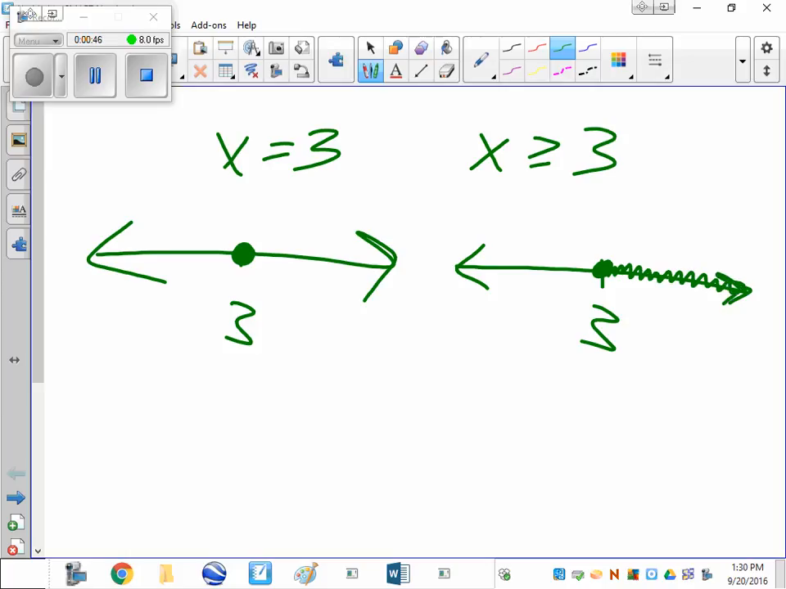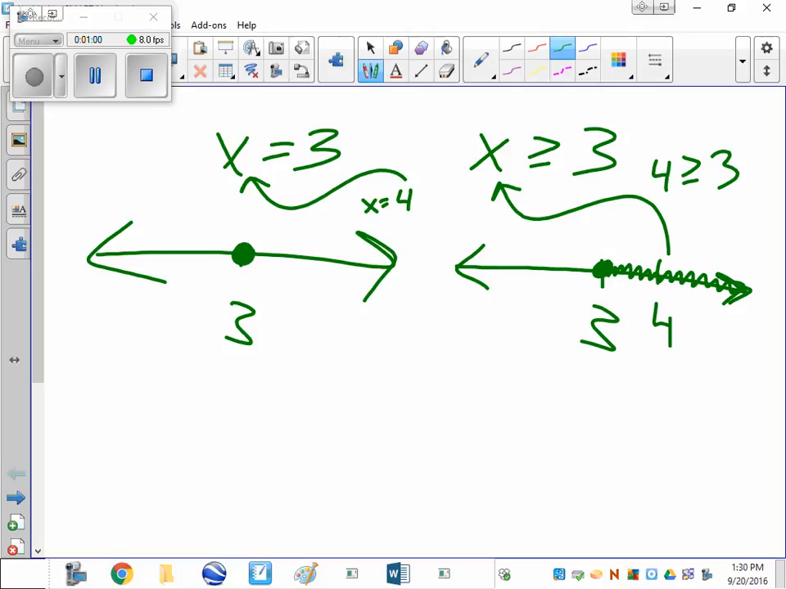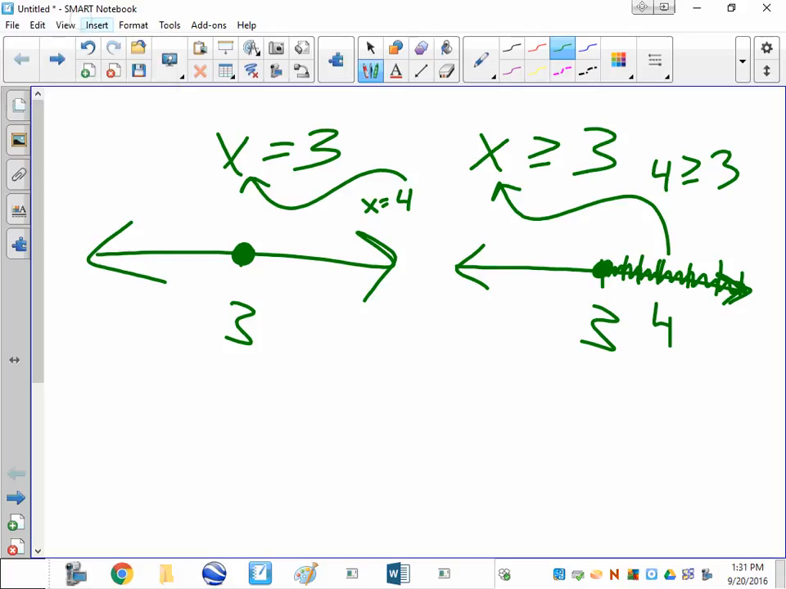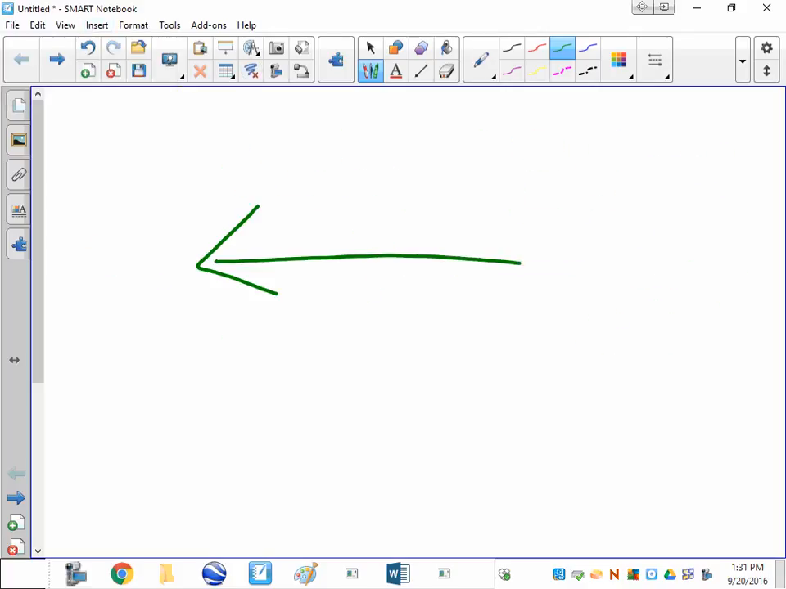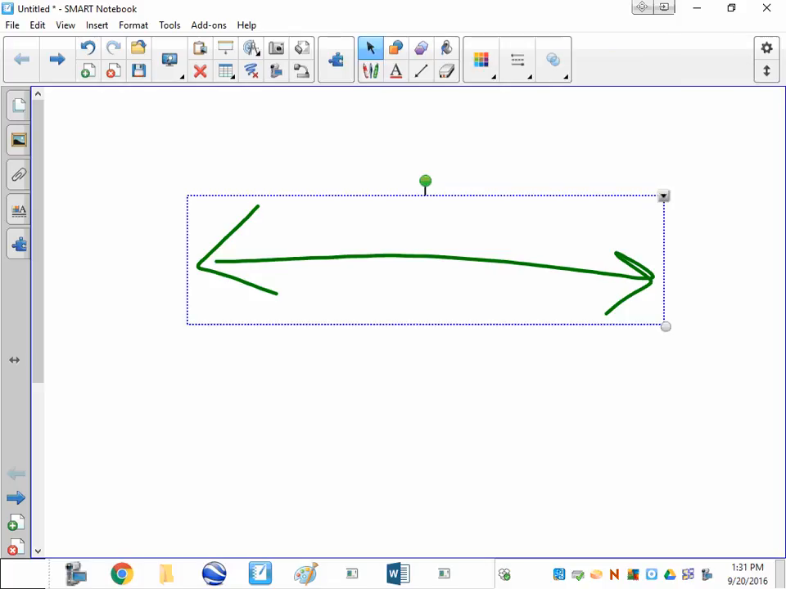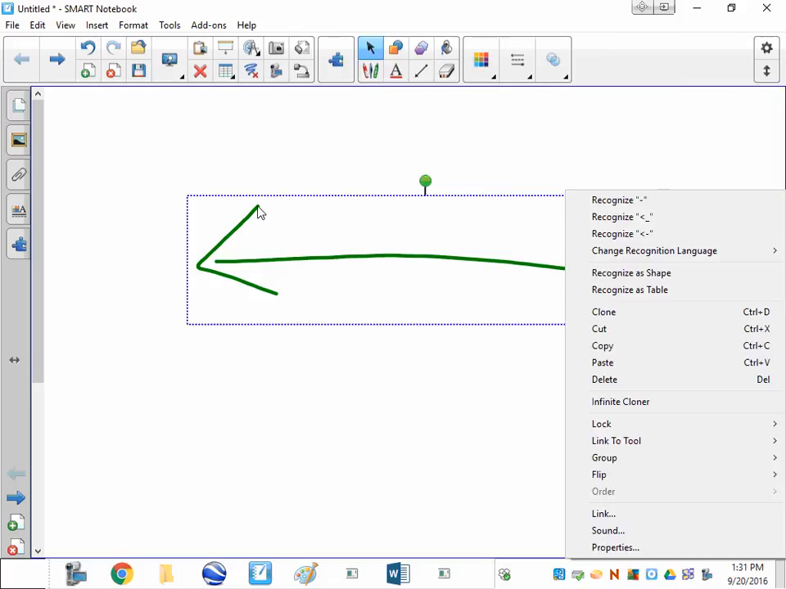So if I were to try x equals 4 in here, and I substitute x equals 4, does 4 equal 3? No. But if I try 4 over here, 4 greater than or equal to 3, is that true? Yes. So all of these points satisfy that equation, and these are called inequalities. They're not necessarily equal. Hopefully this is all review from something you've done before.